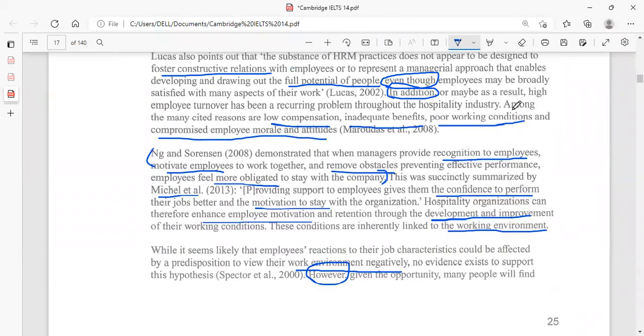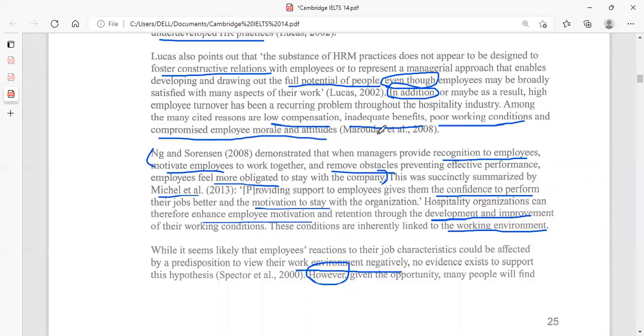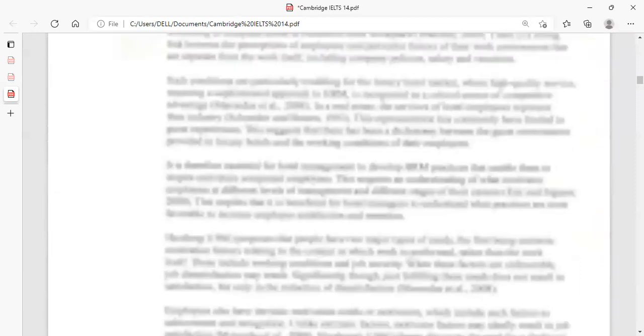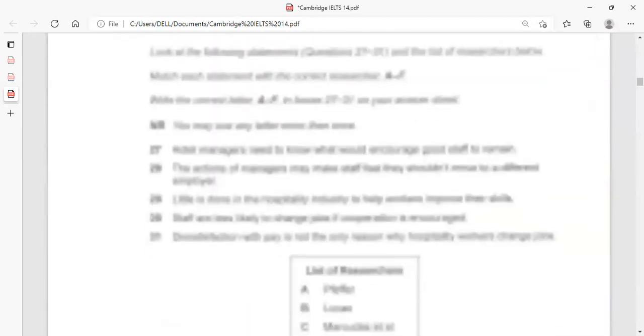Yeah, see, got it. Among the many cited reasons are low compensation, inadequate benefits, poor working conditions, and compromised employee morale. Yes, low compensation. So low compensation is not the only reason. Inadequate benefits, poor working conditions, compromised employee morale and attitudes, all these also are contributing factors that attribute to higher employee turnover. Is that clear? Yes, ma'am.